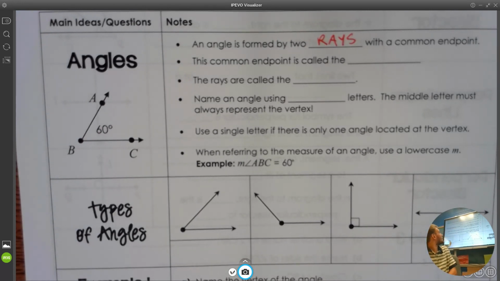We talked about rays. It was one of those things that we kind of struggled with in the middle of the unit. When we got to the test, we did some review, and we did pretty well with it.